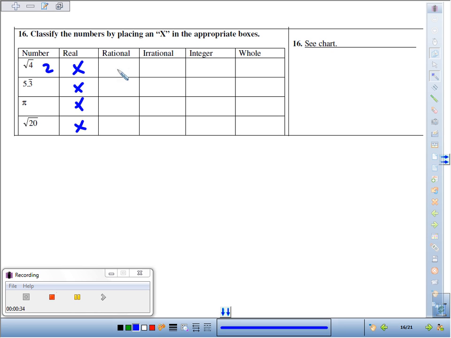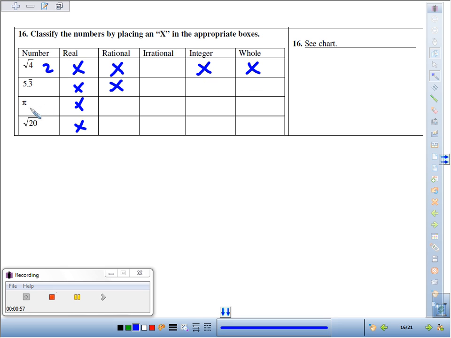It is rational. I could write it as a fraction, 2 over 1. If it's rational, it can't be irrational. It is a counting line number, and since it's positive, it is whole. 5.3 repeating, 5 1/3. I can write it as a fraction. I just said it, 5 1/3. So it is rational. It can't be both rational and irrational, but fractional pieces, decimals, they can't be counting line integer numbers or whole numbers.